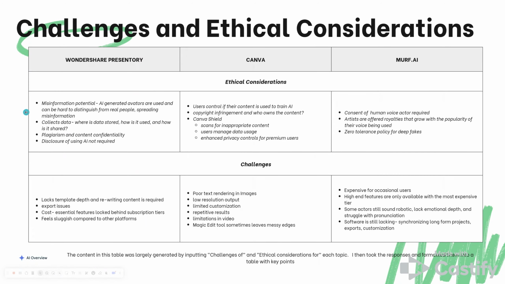And then with Murf AI, it requires the consent of human actors. These artists are offered royalties, so the more your voice is used, the more money you make, and they have a zero tolerance policy for deepfakes, so they are at least aware of that.